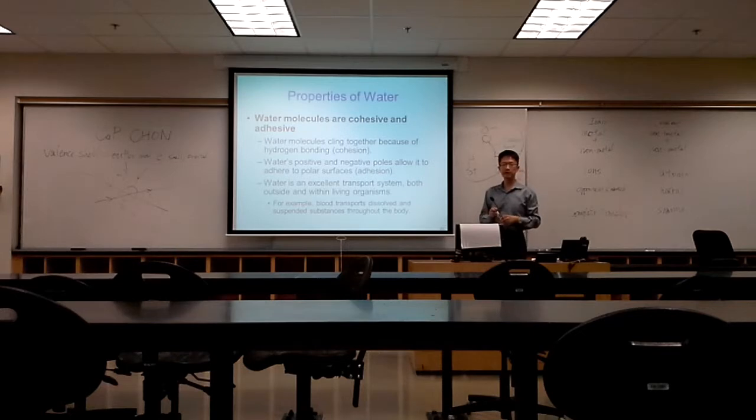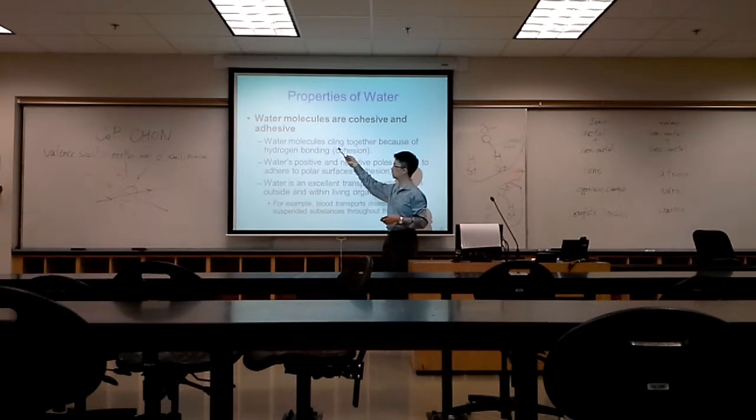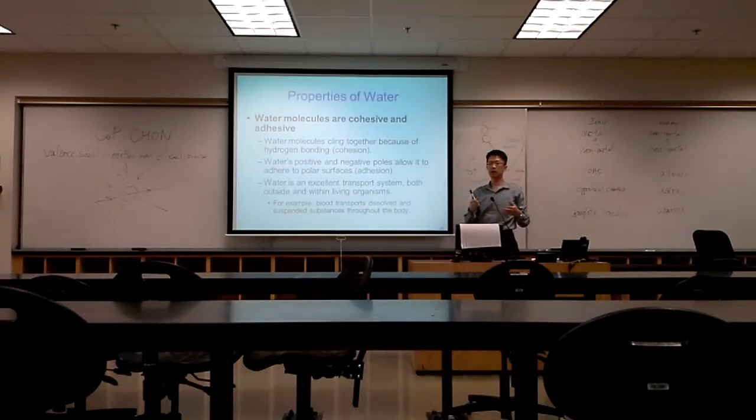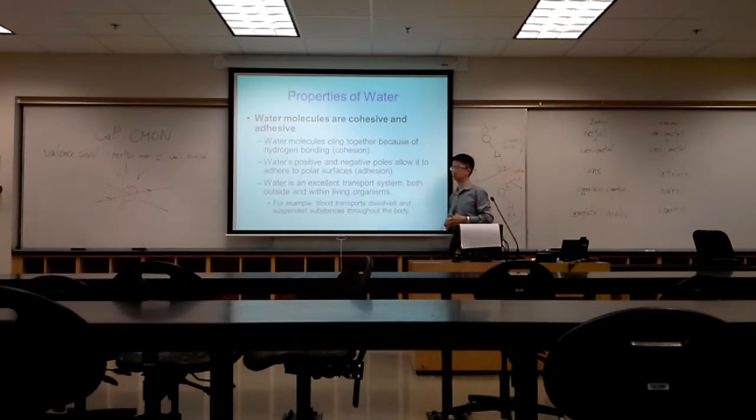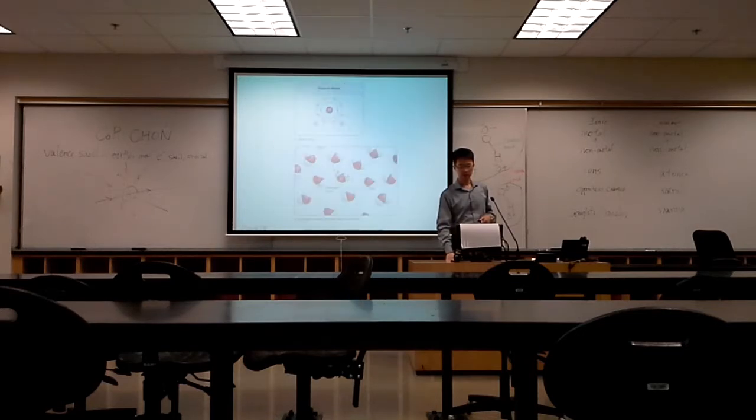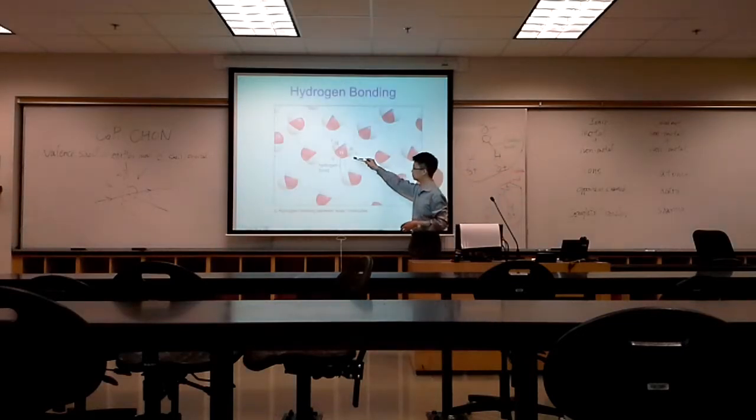The next property is cohesion and adhesion. When you see a term starting with co, it means with the same or similar group together. Here, cohesion is the attraction between water molecules of the same kind. Adhesion usually occurs between water molecules and different molecules or a different surface. For example, the hydrogen bond between water molecules, we call cohesion.